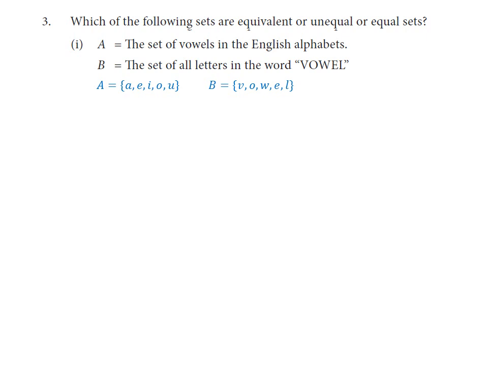So these two sets we can say are equivalent sets, because the number of elements is the same. We can write n of A is equal to n of B. So A and B are equivalent sets. That's all. They are asking to identify equivalent, unequal or equal sets.